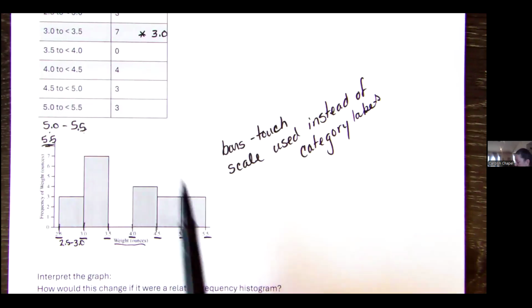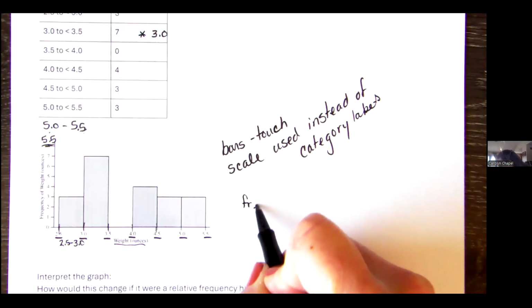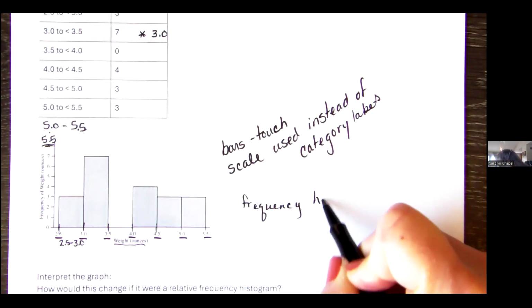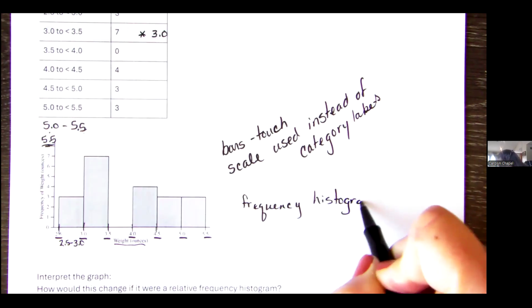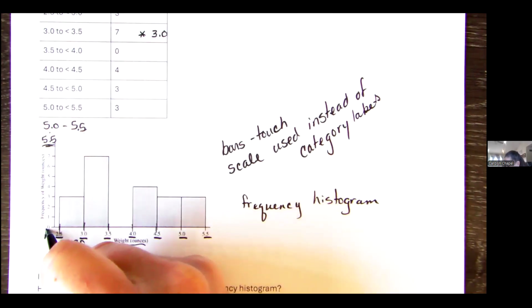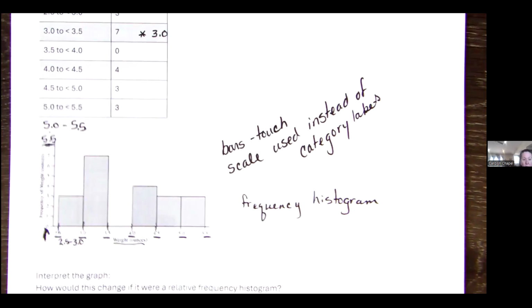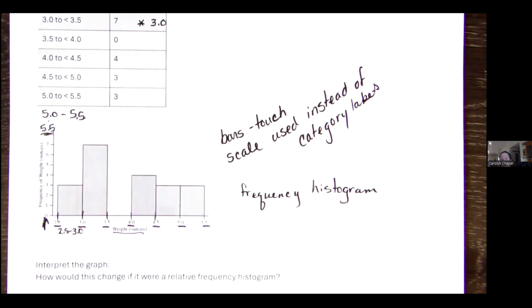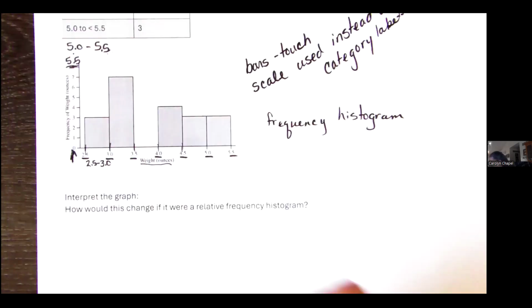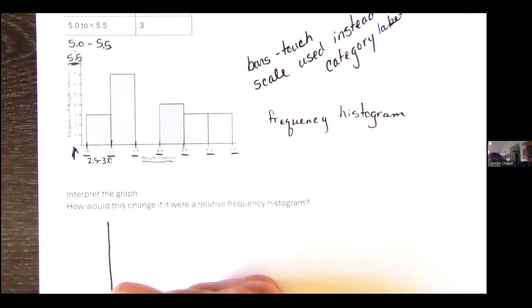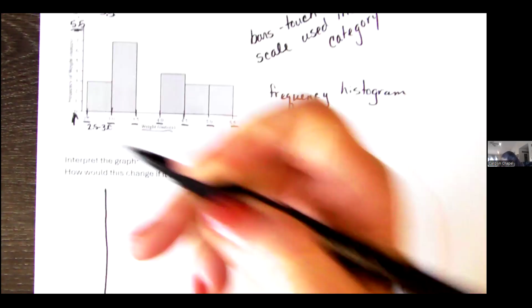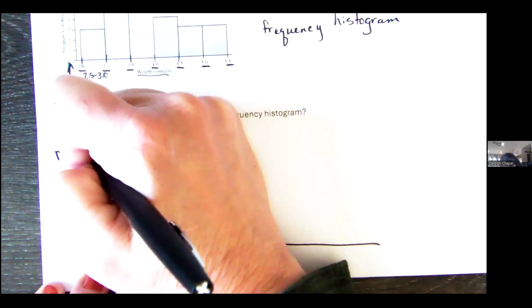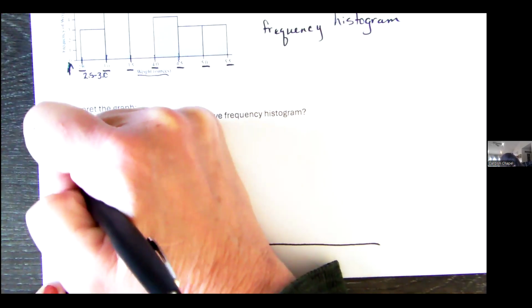Okay, this is considered a frequency histogram, because we have frequencies along the side. So 0, 1, 2, however many were in there. If we wanted to change it to a relative frequency histogram, the only thing that is going to change would be our scale here. So instead of just being frequencies, it would be relative frequencies.